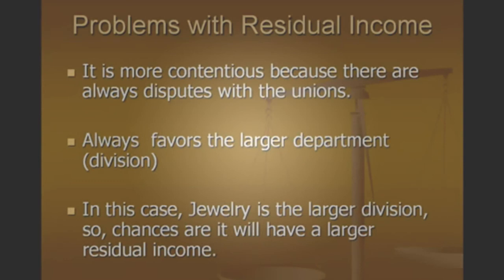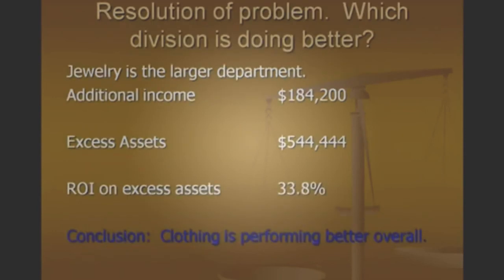There's a homework problem which you'll have to do which deals exactly with this issue. Okay, here's one thing you can do. Which is the larger department? Jewelry. So you ask, what's the extra or additional income relative to clothing? It's the profit of jewelry minus profit of the clothing division gives you 184,200. Ask the question, what's the extra or excess assets of jewelry? It's the average assets of jewelry less the average assets of the clothing department, which gives you 544,444.